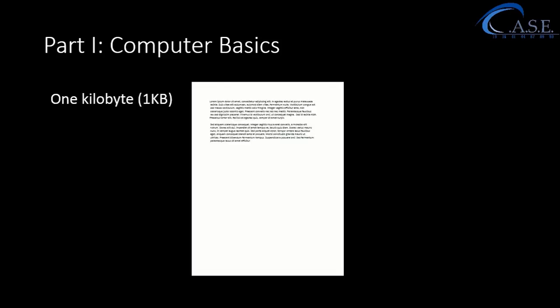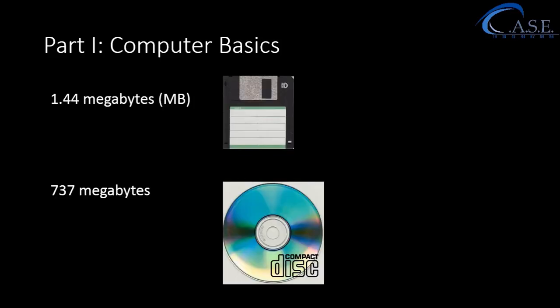This is 1,000 bytes, also known as 1 kilobyte, which amounts to about a quarter of a page of text. Let's talk about megabytes. Back in the 90s, which is when I learned how to use computers, we had the floppy disk drive, and it had 1.44 megabytes of space. Now, 1 megabyte is 1,000 kilobytes. 1 megabyte is 1 million bytes.